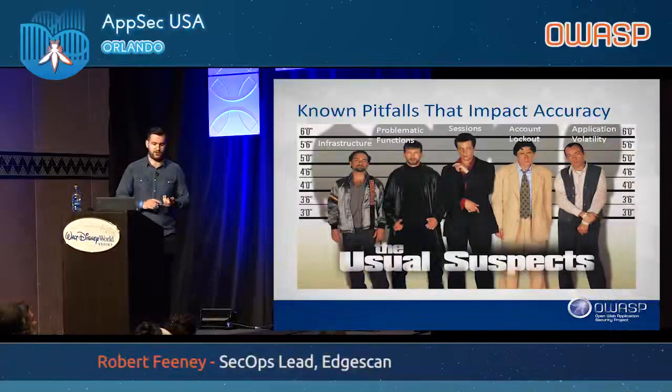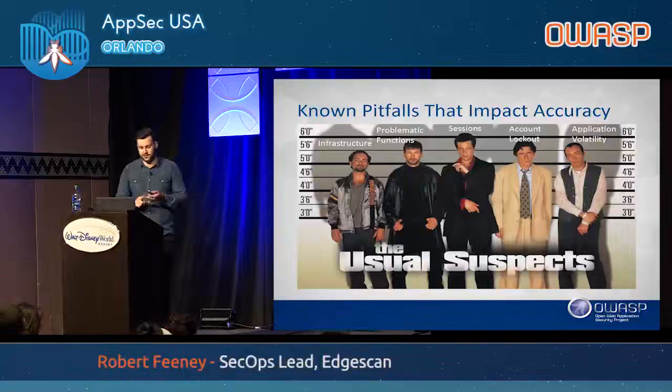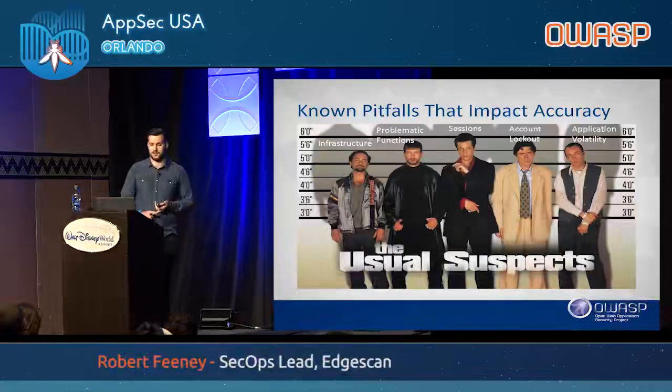So infrastructure: the network that the target lies on, the machine that it's on. If there's any network interference, then that can have an impact on time-based attacks. You'll get false positives for time-based attacks.